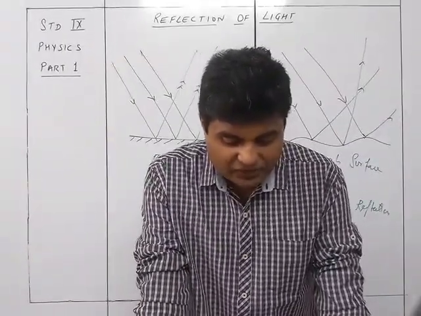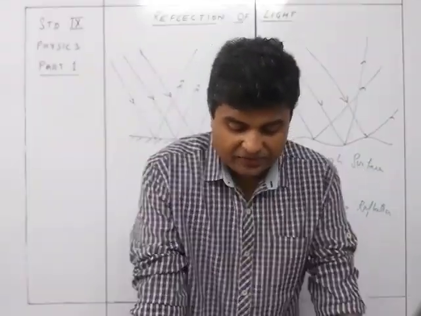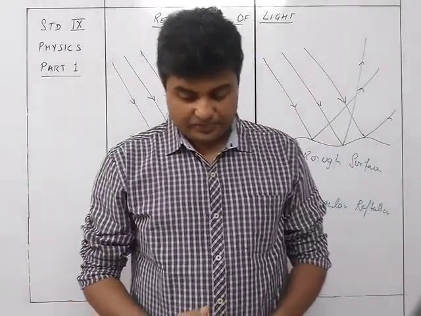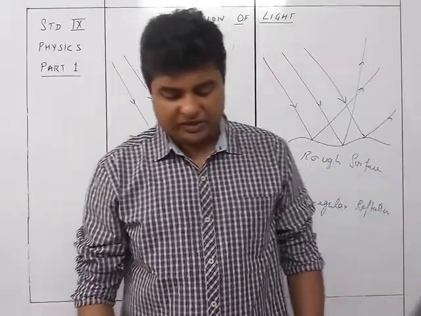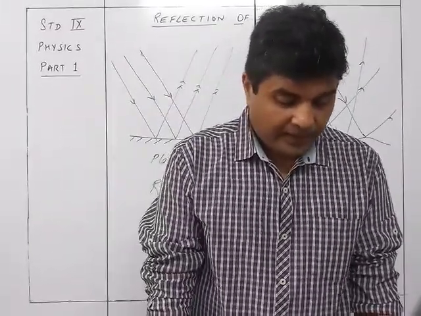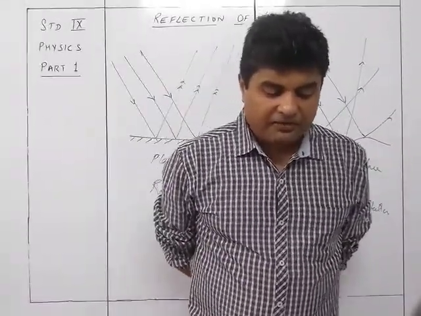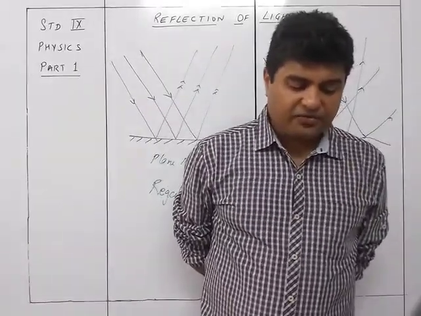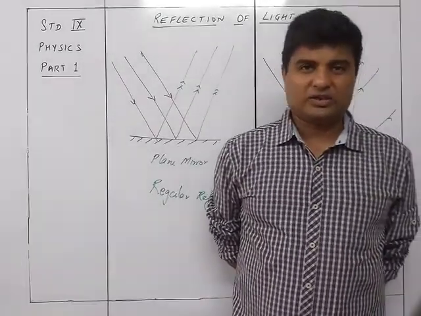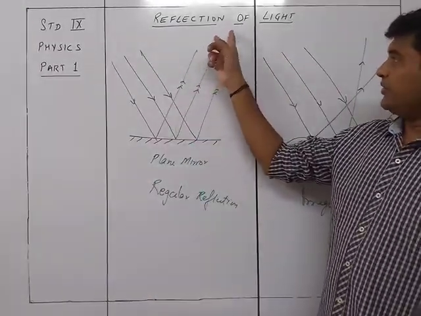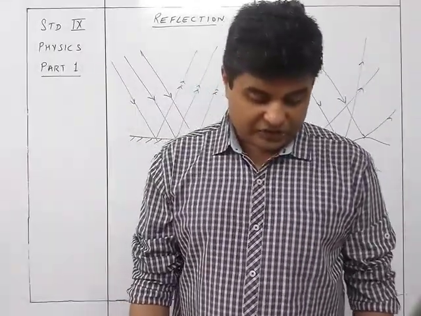So there are two kinds of reflection: regular reflection and irregular reflection. First, regular reflection. Regular reflection occurs when a beam of light falls on a smooth and polished surface, such as a plane mirror. In figure 7.2, a parallel beam of light is incident on a plane mirror. The reflected beam is also parallel and it is in a fixed direction. It can be seen only from a particular direction. So you can see it only from this direction. That's why this is a regular reflection.